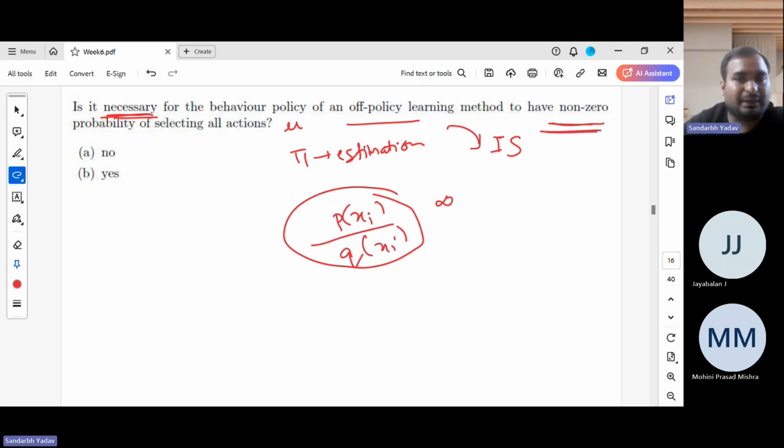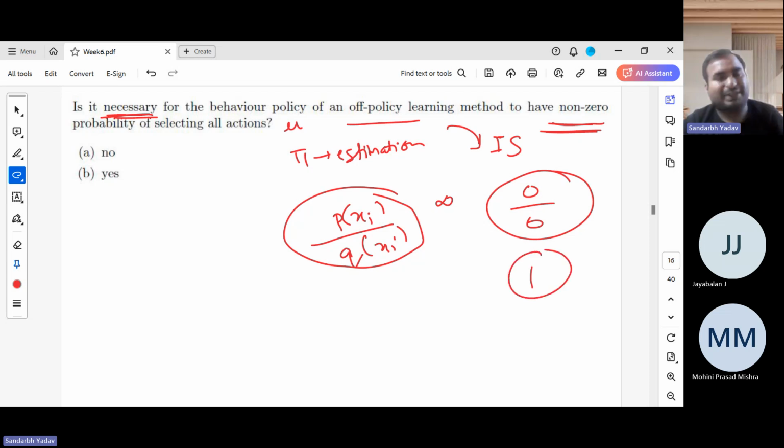No, not really. It has to be non-zero only if the numerator is also non-zero. If we have a 0 by 0 thing, then it's fine, we can replace it by 1. So necessary? No, you cannot say it's necessary. If it was stated that the numerator is also non-zero, then definitely yes. But if they haven't mentioned that, then it's not always necessary. So the correct answer is A. I hope there is no doubt in this. Now I'll move to the next question.